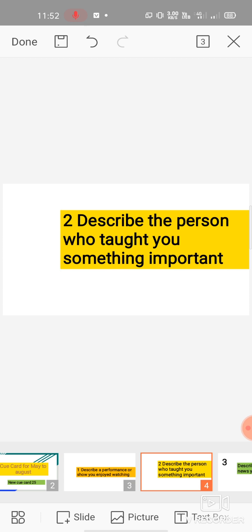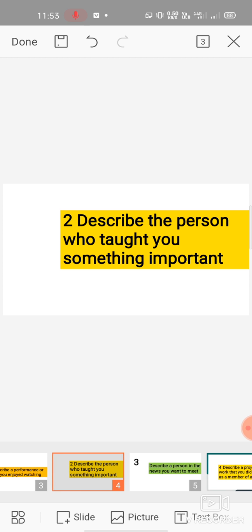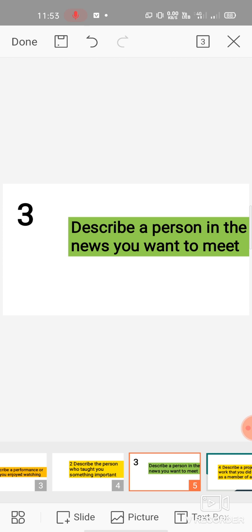Next, the second one is, describe the person who taught you something important. You can describe the name of that person and what he told you that is important.